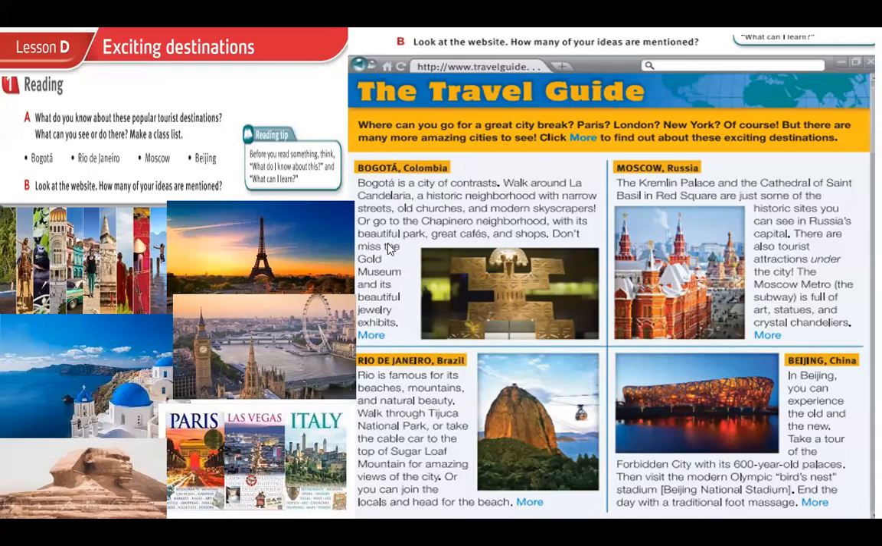Bogota, Colombia. Bogota is a city of contrasts. Walk around La Candelaria, a historic neighborhood with narrow streets, old churches, and modern skyscrapers. Or go to the Chapinero neighborhood with its beautiful park, great cafes and shops. Don't miss the Gold Museum and its beautiful jewelry.